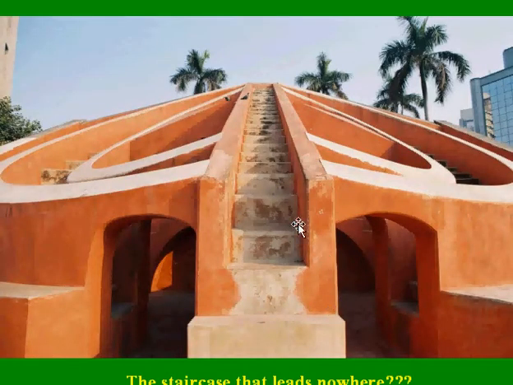Closer to this staircase of the Mishra Yantra, the staircase that leads to nowhere. Well, the Mishra Yantra is essentially like the Samrat Yantra with a triangular gnomon and flanked by two quadrants which we can't see in this view, but there are additional functionalities which have been built in the middle, so it looks a little different.